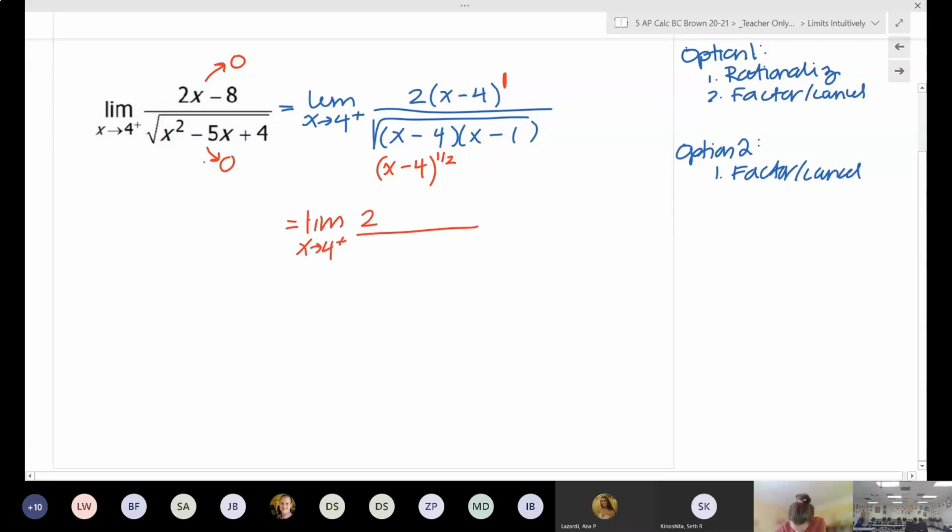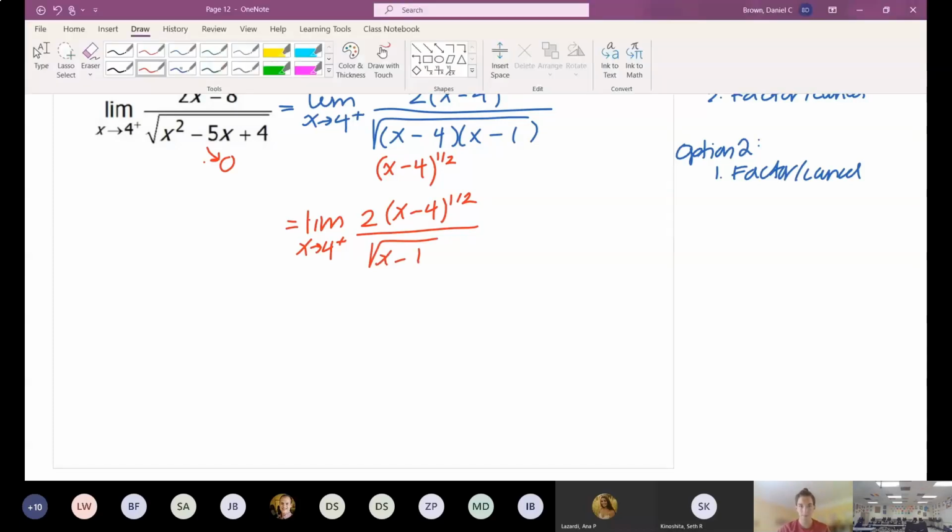The 2 can't be touched. And x minus 4 divided by the square root of x minus 4, 1 minus 1/2 is going to give you 1/2 in the numerator. And then you still have an x minus 1 left over in the denominator, which you couldn't do anything with.